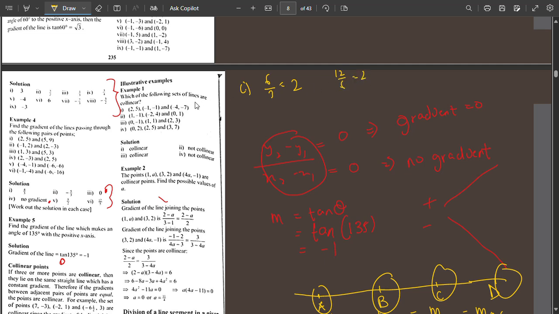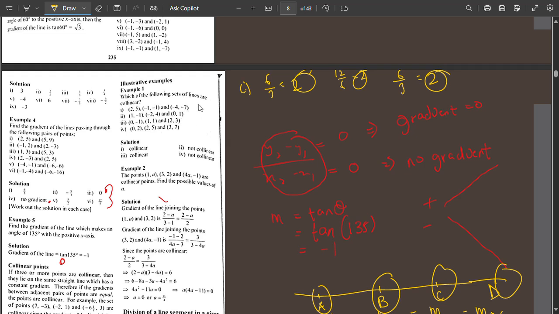Then let's take the second and the last. I have minus 1 minus 7, that's 6, and then I have minus 1 minus 4, that's 3. So I get 2 again. So no matter which pair I select, every pair that I take will give me the same gradient. If you encounter this, then those 3 points that give you the same gradient, no matter what pair you take, are said to be collinear points.